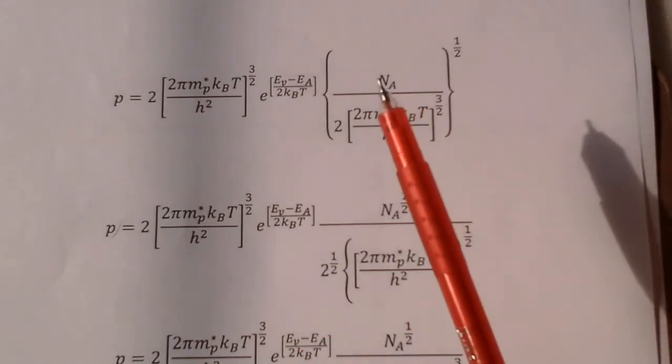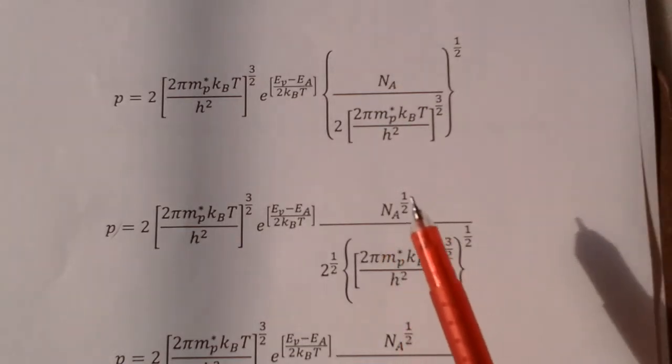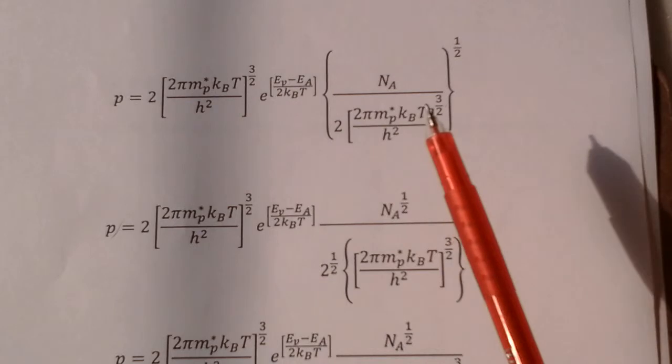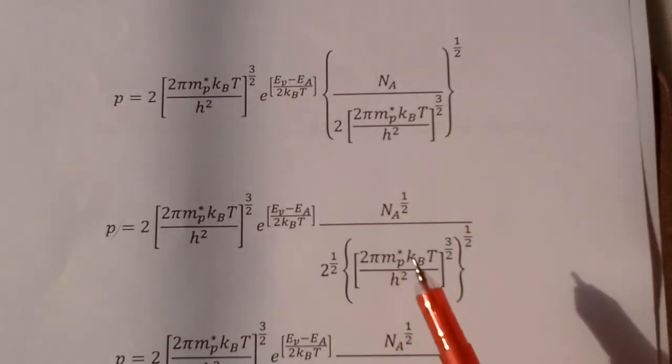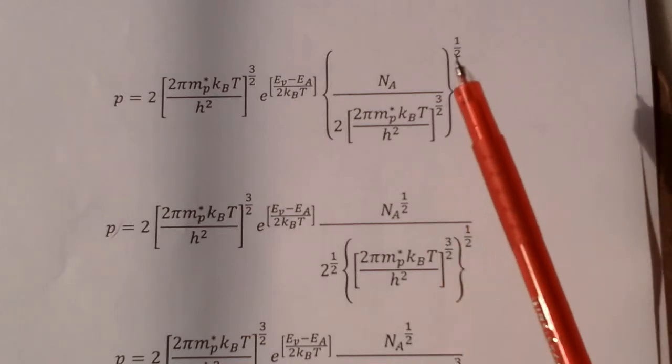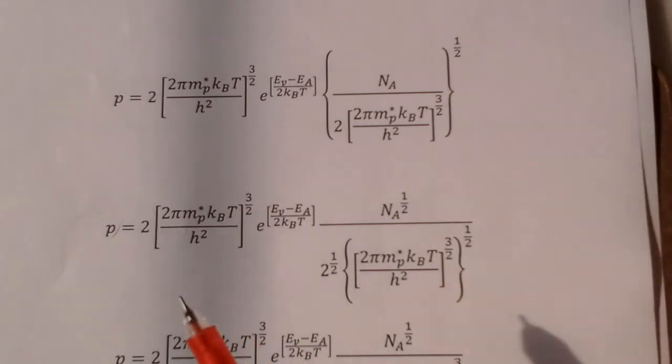Now this whole power separately we are writing: Na power 1 by 2, 2 power 1 by 2, 2 mp star kBT by h square. This whole power is what? 3 by 2. That whole power separately I am writing here.